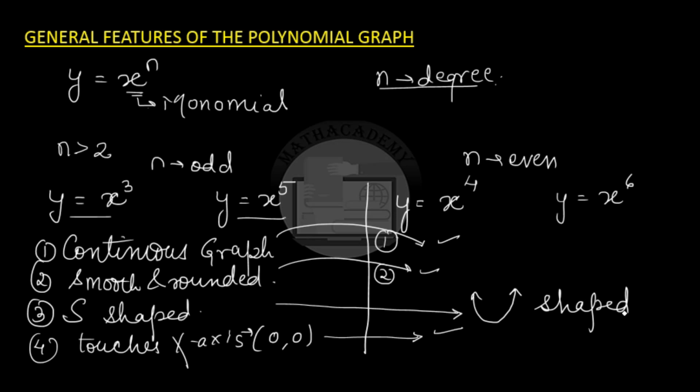So by looking at the graph, we can tell whether the degree of that polynomial function is even or odd. If it is U-shaped, it is definitely of even degree. If it is S-shaped, it is definitely an odd degree function. So I hope the general features of a polynomial graph are clear to everyone. In our next video, we will see how we perform the leading coefficient test for a polynomial graph.